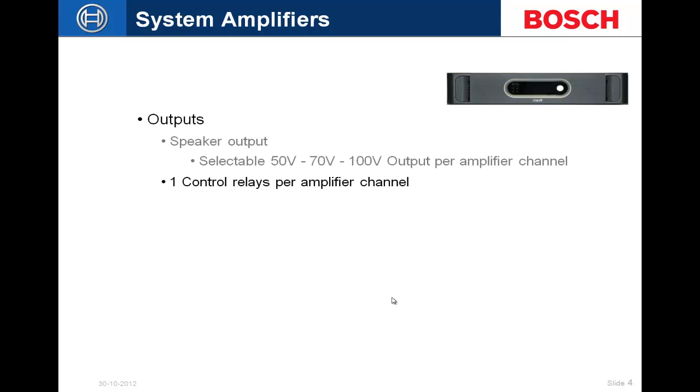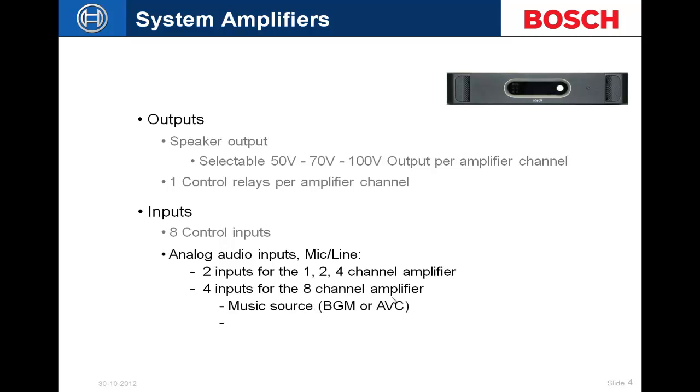Outputs are selectable between 50, 70, and 100 volts per channel. There is one output relay per amplifier channel, and those are actually on the rear Phoenix block along with the amplifier speaker output. However, they're not tied program-wise to those actual amplifier outputs. Those are freely programmable as volume control, system zone active, fault and emergency output relays. They're freely programmable to use as needed.